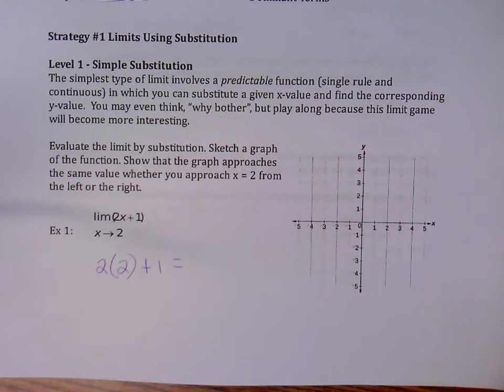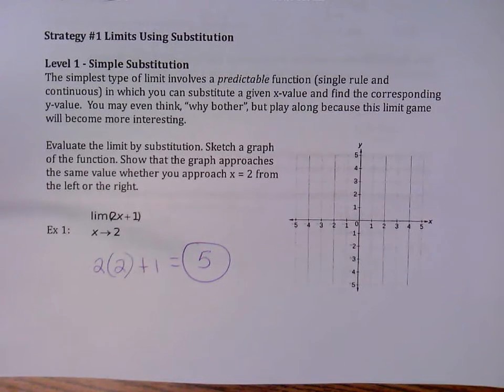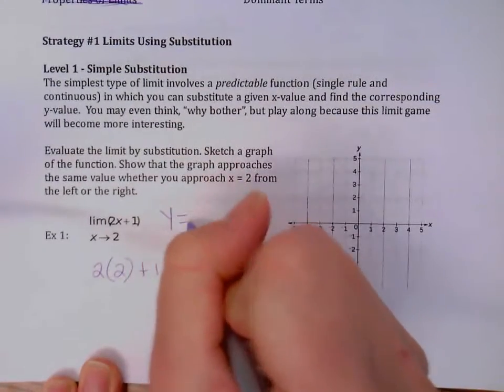What do I get, Ava? 2 times 2 plus 1. What do I get? 5. So the y value it approaches is 5. So it says, hey, let's graph this line, right? The line y equals 2x plus 1.